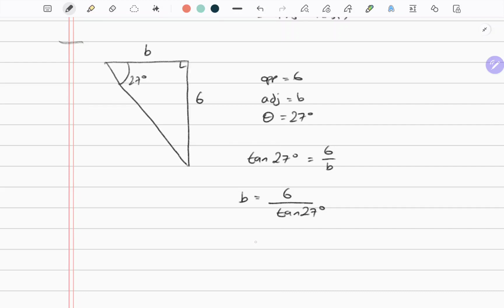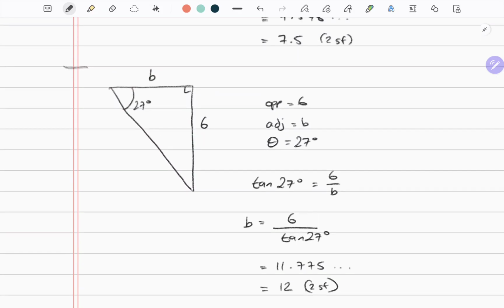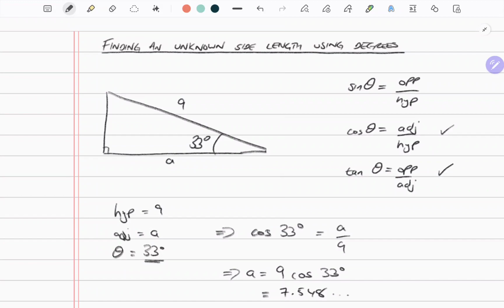And if you put that into the calculator again, make sure it's on the degree setting, you're given 11.775 and some. So just round that up to 12 for two significant figures there. Okay, so that's working with an angle in degrees and one side length to try and identify another side length. Two examples here, where we worked with cosine and tangent ratios.